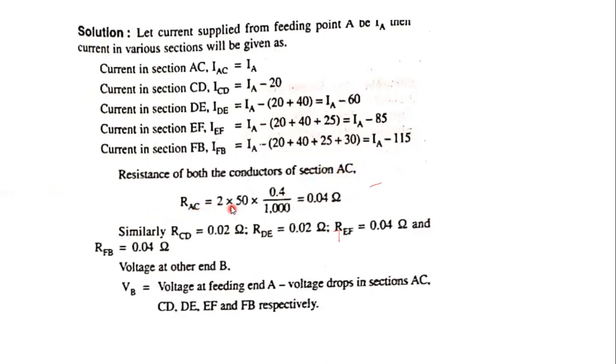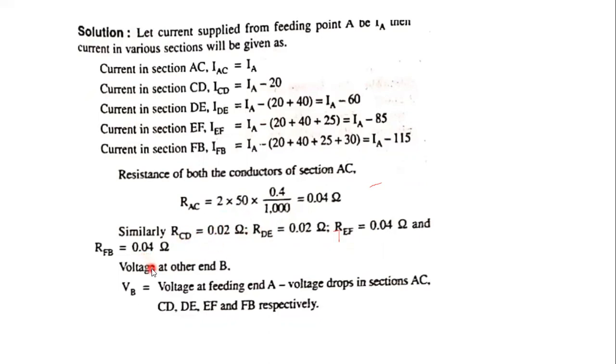Next, we calculate the resistance of each section. First, for section AC, since there are both wires, we multiply by 2: 2 into the distance of section AC, which is 50 meters, into 0.4 by 1000. Similarly, we calculate the resistance of section CD, 2 into 25 into 0.4 by 1000. Similarly, we can calculate RDE, REF, and RFB, and like that we calculate the resistance of each and every section.